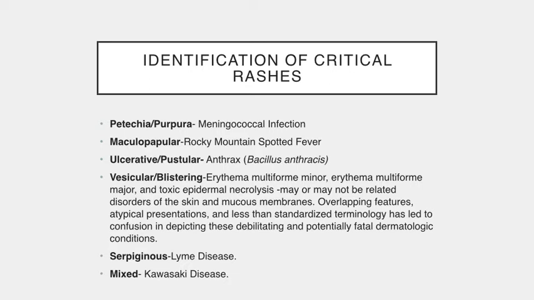Vesicular or blistering, again, those can be your necrotizing and your toxic rashes. And then Lyme disease with the serpiginous lesions, and then mixed, as you might see with Kawasaki. So I'm only bringing these up briefly here. You can certainly look those types of diseases up, and again, it's going to depend on your patient population, where they've been, and perhaps where you're practicing.